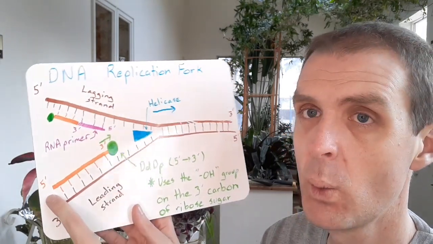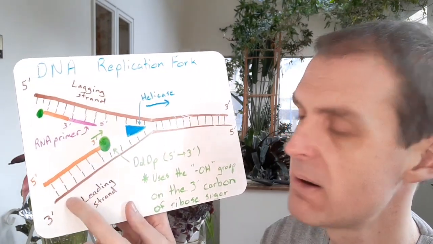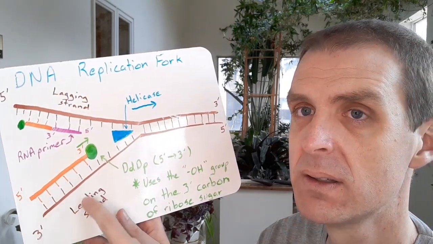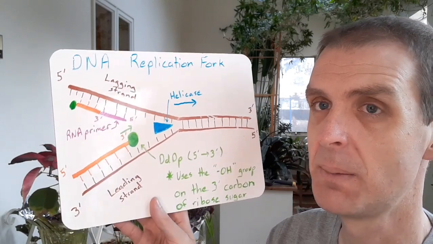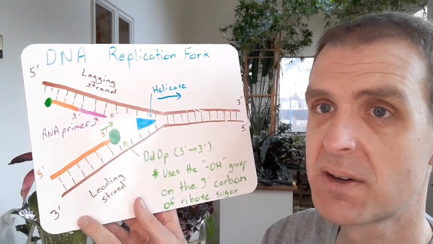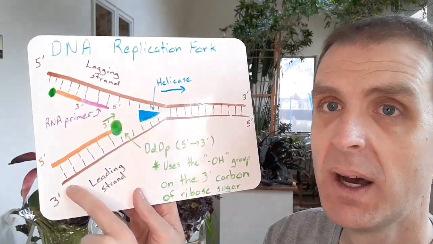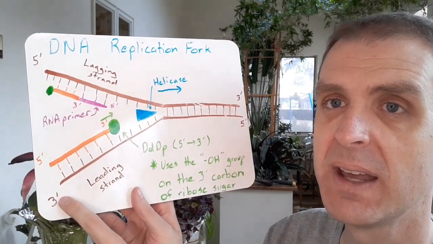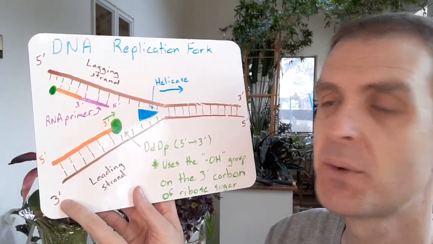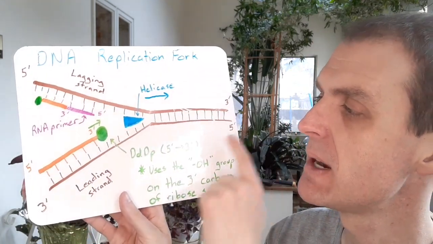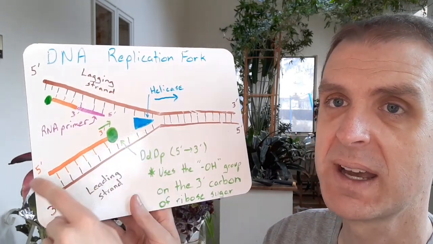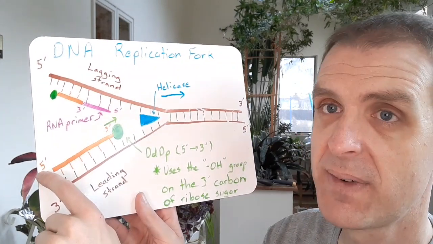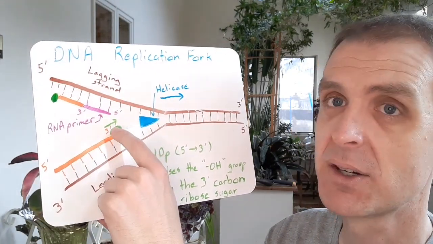This strand down here is called the leading strand. This strand up here is called the lagging strand. So let's start with this leading strand first. The brown strand of DNA, the bottom strand, is running from 3' to 5' in this direction, which means the newly formed nucleic acid is going in a 5' to 3' direction.